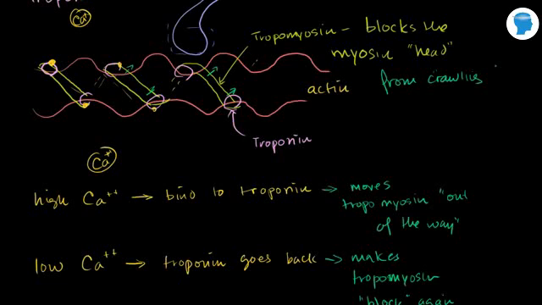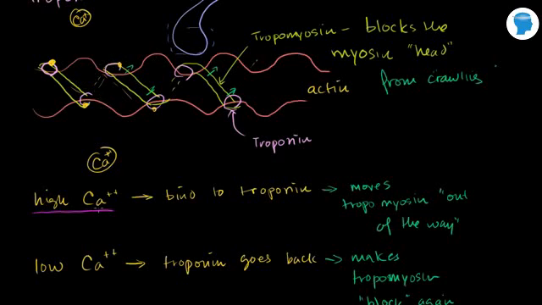We know from the last video that if we have a high calcium ion concentration inside of the muscle cell, then those calcium ions will bond to the troponin proteins, which will then change their shape in such a way that the tropomyosin will be moved out of the way. And so then the myosin heads can crawl along the actin filaments, and then we'll actually have muscle contraction.